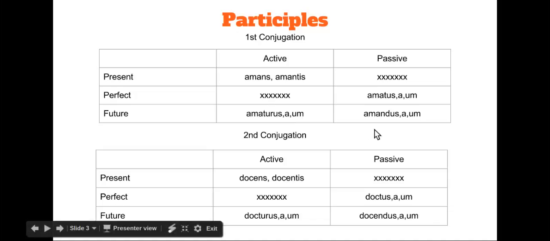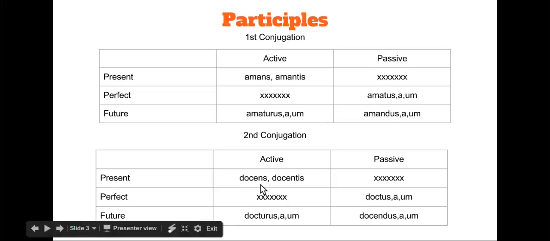And then for the future passive participle, also known as the gerundive, again, you do that same thing. Take the same stem vowel that you'd use for the present active participle, or it's the same as the imperfect, and you put it here, and then you add ndus, -a, -um.